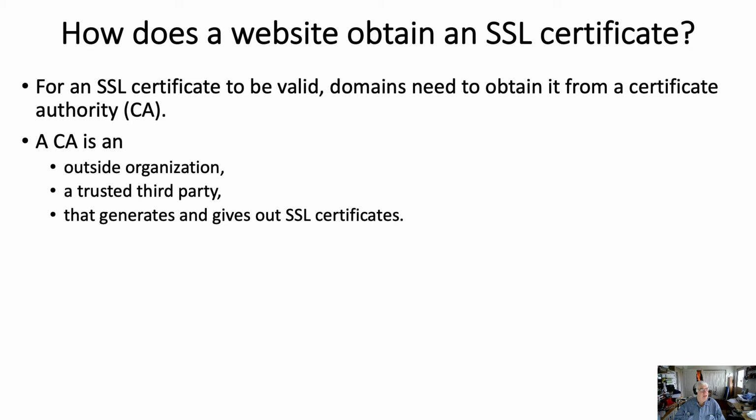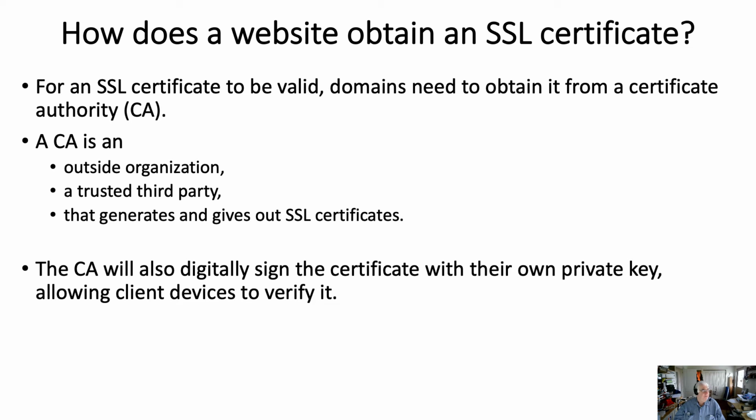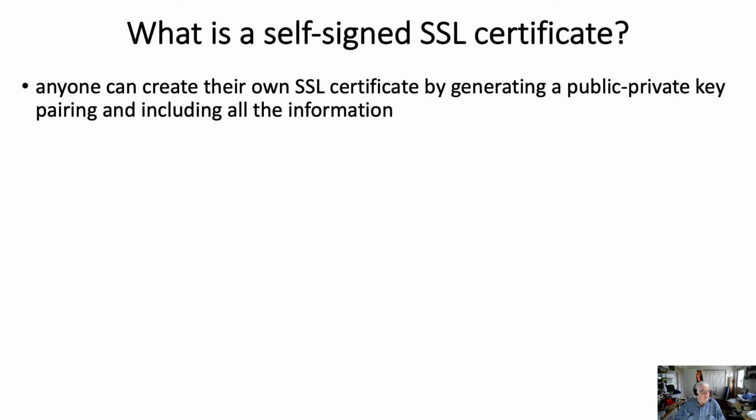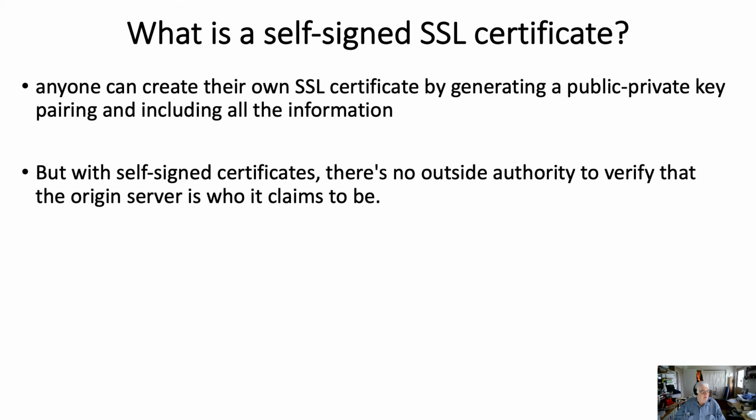How does a website obtain an SSL cert? For SSL certification to be valid, domains need to obtain it from a certificate authority, or a CA. A CA is an outside organization, a trusted third party that generates and gives out SSL certs. The CA can also digitally sign the certificate with their own private key, allowing client devices to verify that the CA is who it says it is. Most, but not all, CAs will charge a fee for issuing an SSL cert.